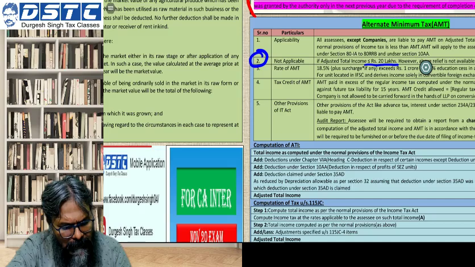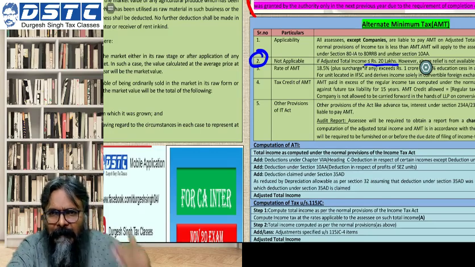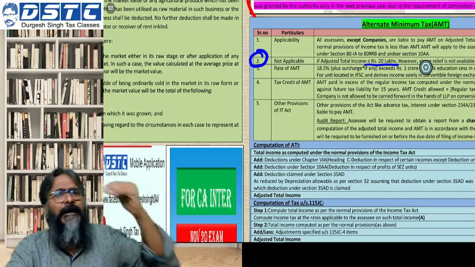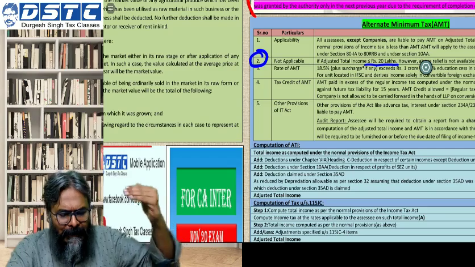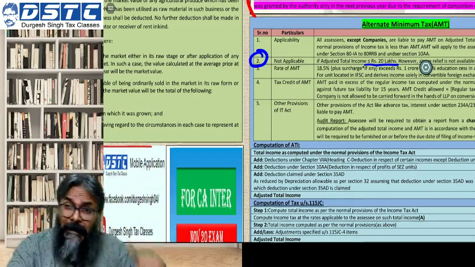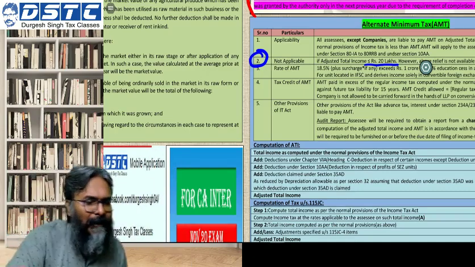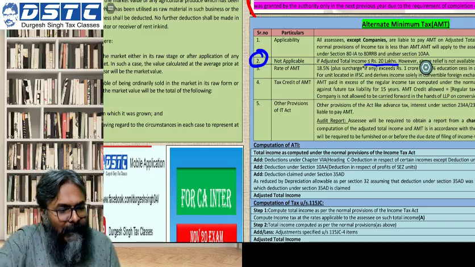In this case, students, if the adjusted total income is up to 20 lakhs, even by adding this 10AA deduction, or by adding the net 35AD amount, still it does not cross 20 lakhs, then we will say the AMT concept will not be applicable. The AMT concept will not be applicable.